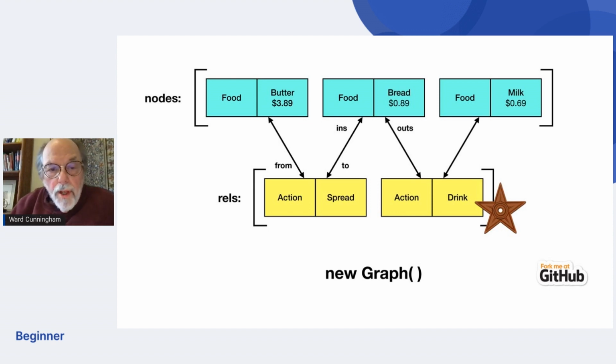This is what we put in memory. If you want a graph, you say new graph. And that allocates room for nodes and relations. Nodes and relations have enough room in them as just JavaScript objects to be able to keep track of references to others. The graph abstraction that wraps that all up just keeps the pointers straight.